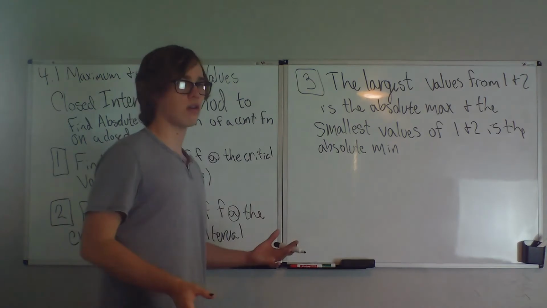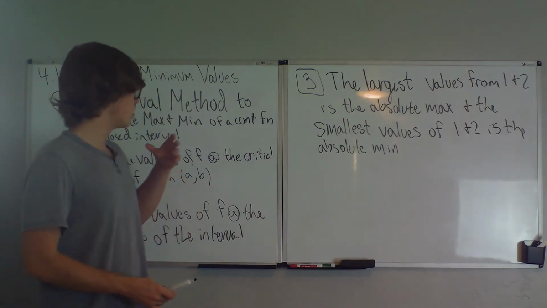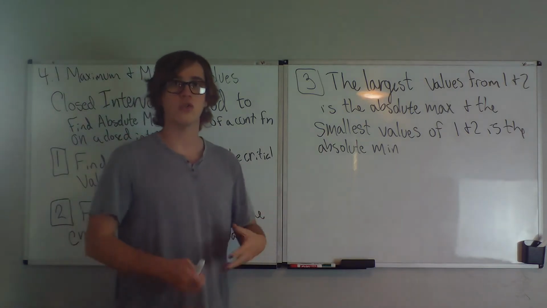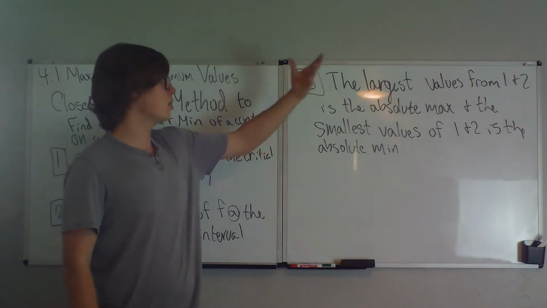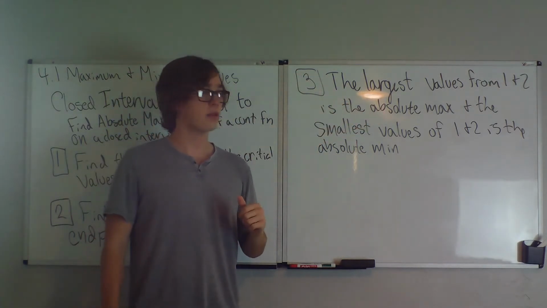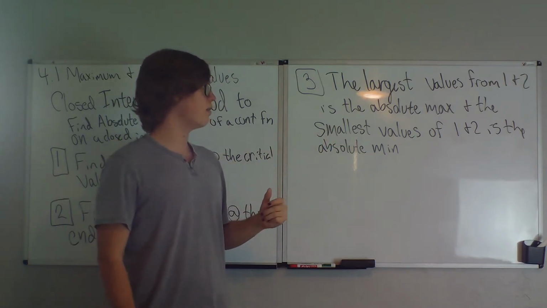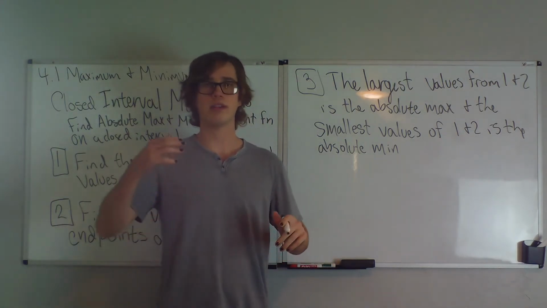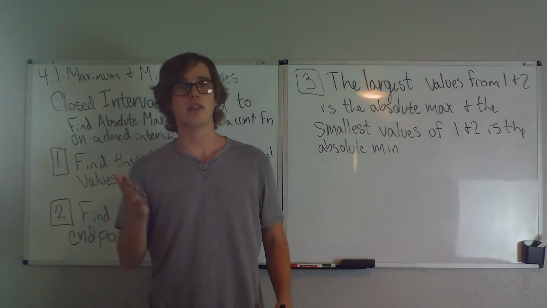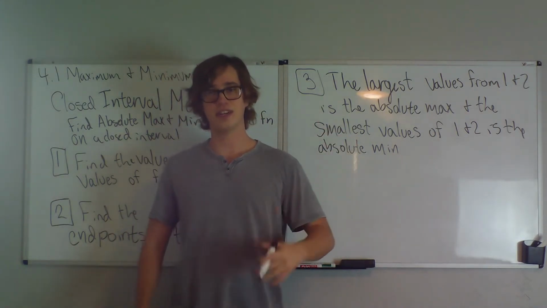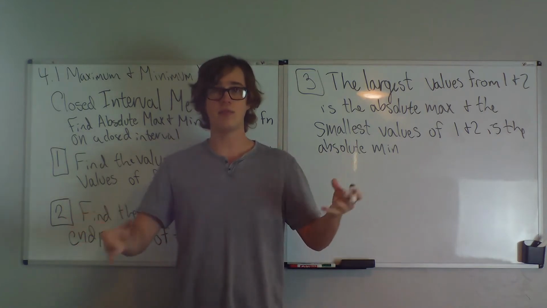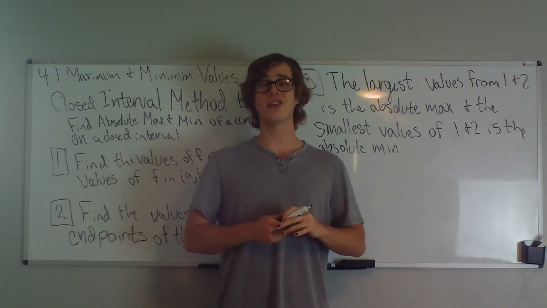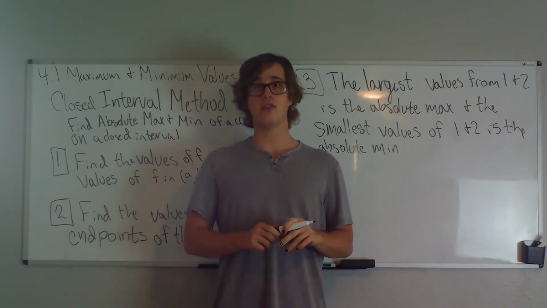3. Now you compare all of them. You compare the values that you found from the critical values, and then you compare f of a and f of b to all the other values that you found, and the largest one will be the absolute maximum of the function, and the smallest value of steps 1 and 2 is going to be the absolute minimum. So it's quite a quick process. You take the derivative, find the critical values, you then plug in the critical values, and then you plug in the endpoints and compare all of them. The biggest one is your max, smallest one's your min. So that's it for the lecture portion of the video. Let's transition into the practice problems.